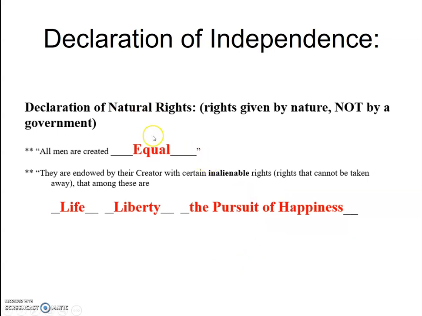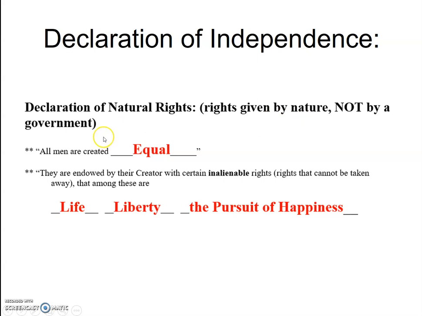The second part of the Declaration is a declaration of natural rights. Those are rights given to you by nature, not by a government. In America, we believe that those rights are given to you not by a government. Therefore, a government should not be able to take them away from you. You have these rights because you're a human being and because you're alive.